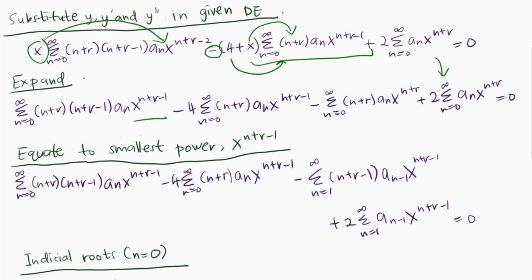Next, equate this equation to the smallest power. The smallest power will be x^(n+r-1). So nothing needs to be done for the first and second terms. But for the third term, we have n + r, so we need to change it to n + r - 1. So for a_n, it will be a_(n-1), and here n + r will be n + r - 1, and our summation will also start at n equal to 1. For the last term, changes need to be done here as well. It will be x^(n+r-1), we will have a_(n-1), and our summation will start at n equal to 1.